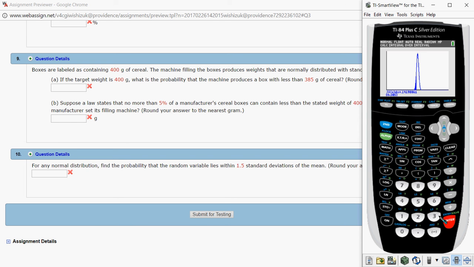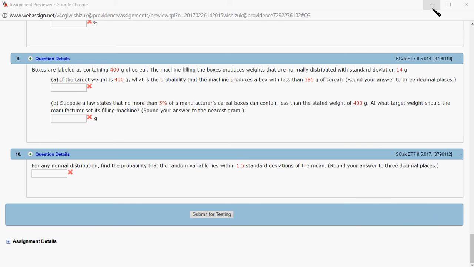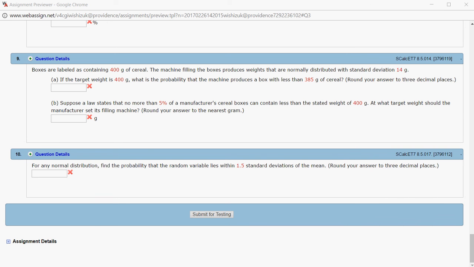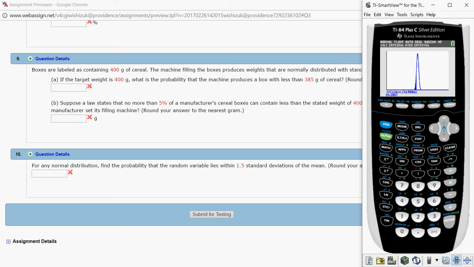We want to round to 3 decimal places, so it's 0.142. It's not a percentage, it's just a probability. So that's the first answer. Let's submit for testing. I came back and it looks like we got part A correctly.